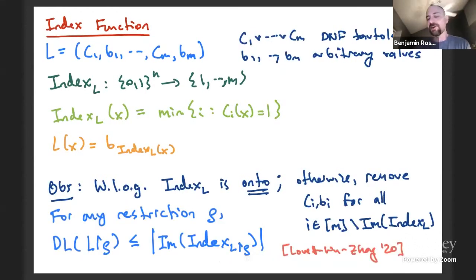The simple observation in Lovett, Wu, and Zhang, the way that they bound expected decision list size, is by just bounding the expected size of the image of the index function of the restricted decision list.